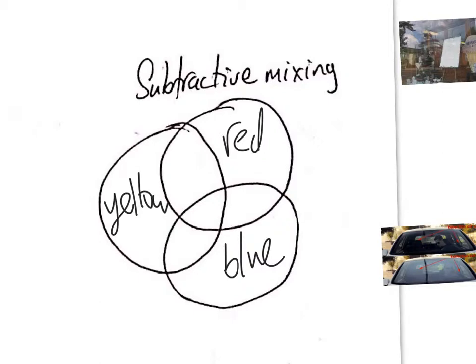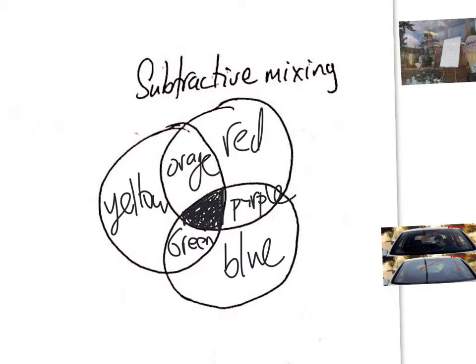When we mix red and yellow, we know that we get orange. When we mix red and blue, we get purple. When we mix yellow and blue, we get green. If we mixed all of them, in reality it ends up being kind of brown, but theoretically, if we had perfect paint, it would end up being black and no light would be reflected. This is called subtractive mixing, and this happens with paint.